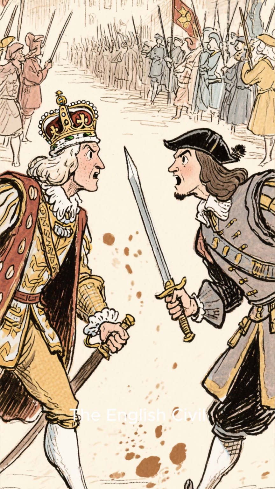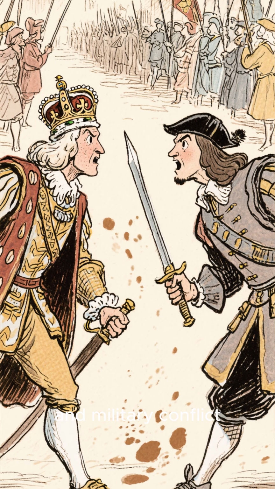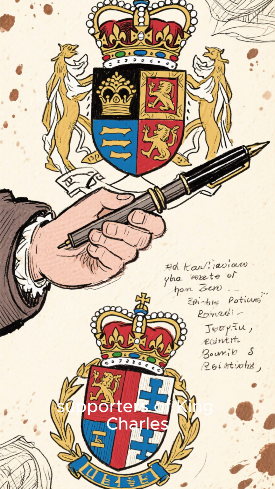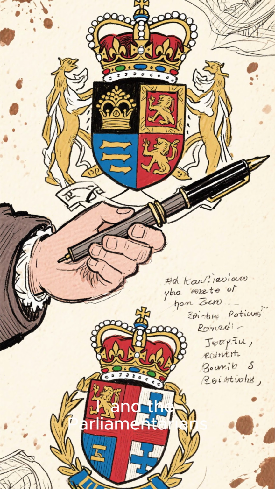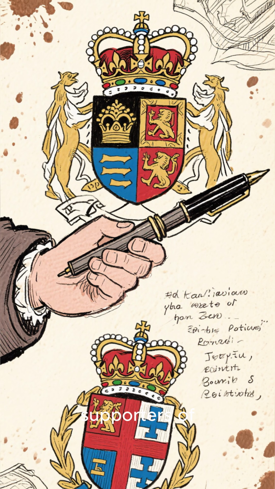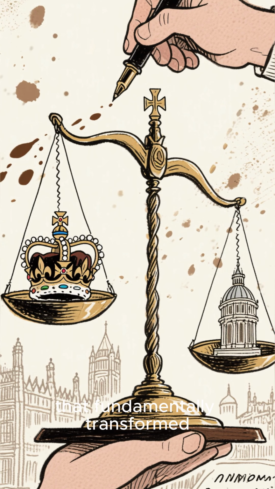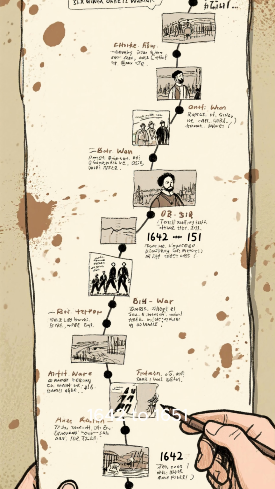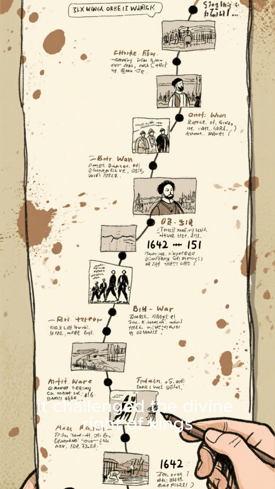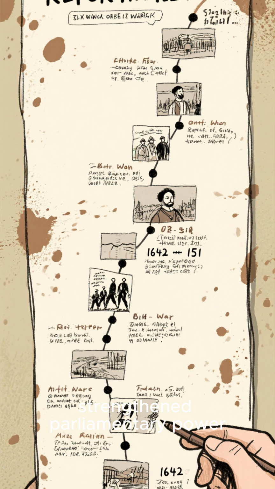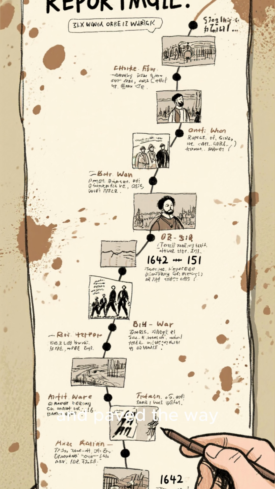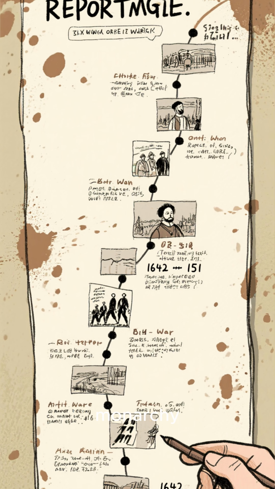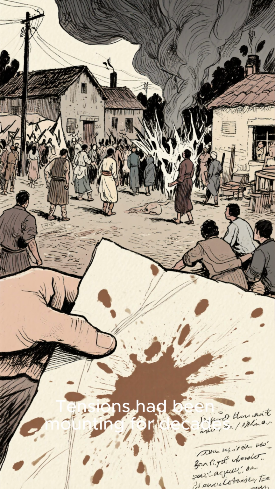The English Civil War was a major political and military conflict between the Royalists, supporters of King Charles I, and the Parliamentarians, supporters of parliamentary authority that fundamentally transformed English governance. Spanning 1642 to 1651, it challenged the divine right of kings, strengthened parliamentary power, and paved the way for modern constitutional monarchy.